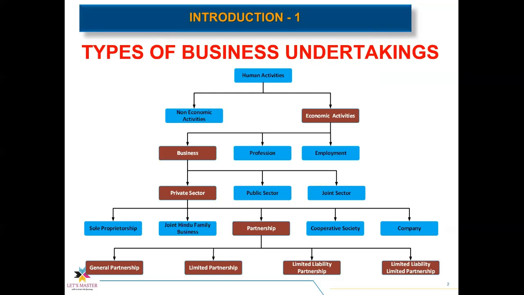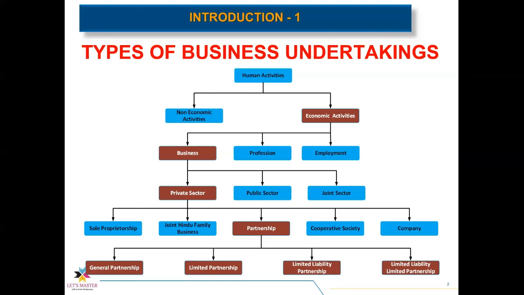All the business undertakings, based on their ownership, can be divided into 3 subcategories, that is private sector, public sector, or joint sector. The different business undertakings falling in the category of private sector, depending on their setup or the type of ownership the business undertaking is having, can be classified into 5 different categories. That is sole proprietorship, joint Hindu family business, partnership, cooperative society, and company.